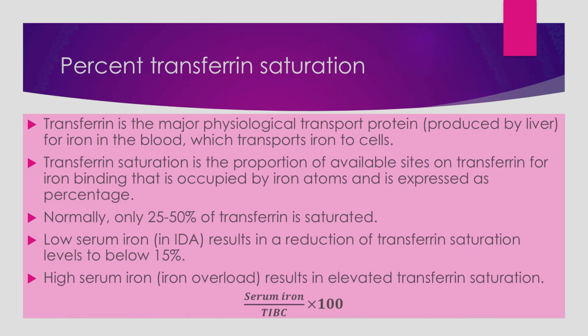The low serum iron level, when the iron levels in the blood are less, leads to a reduction in transferrin saturation. The transferrin saturation falls below 33%, down to below the level of 15%. So we say that the transferrin saturation has reduced. Whereas if the blood is overloaded with iron, it leads to more saturation of transferrin. So high serum iron leads to increased percentage saturation, whereas low serum iron leads to a decrease in saturation levels. It is calculated by serum iron divided by total iron binding capacity multiplied by 100.